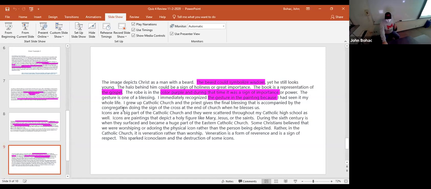And so icons are a big part of the Catholic Church, and they were scattered throughout my Catholic high school as well. Icons are paintings that depict a holy figure like Mary, Jesus, or the saints. During the 6th century, when they surfaced, they became a huge part of the Eastern Catholic Church. Well, that is kind of true and kind of not. Just saying.